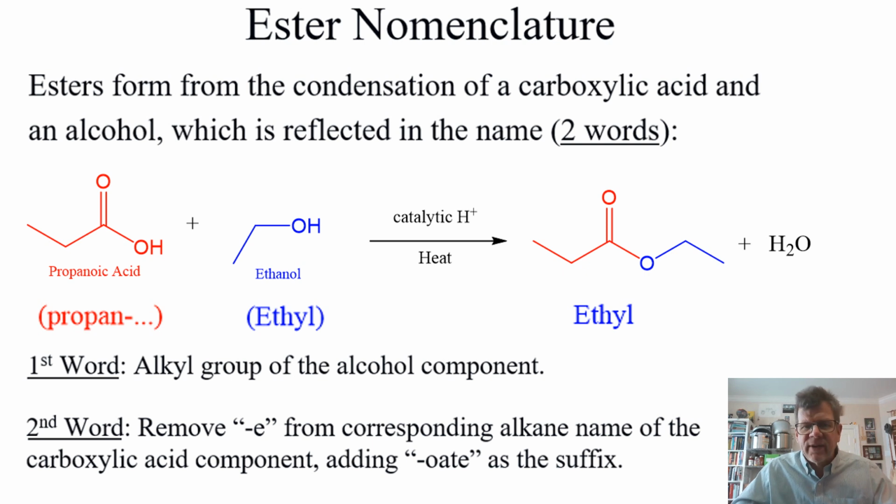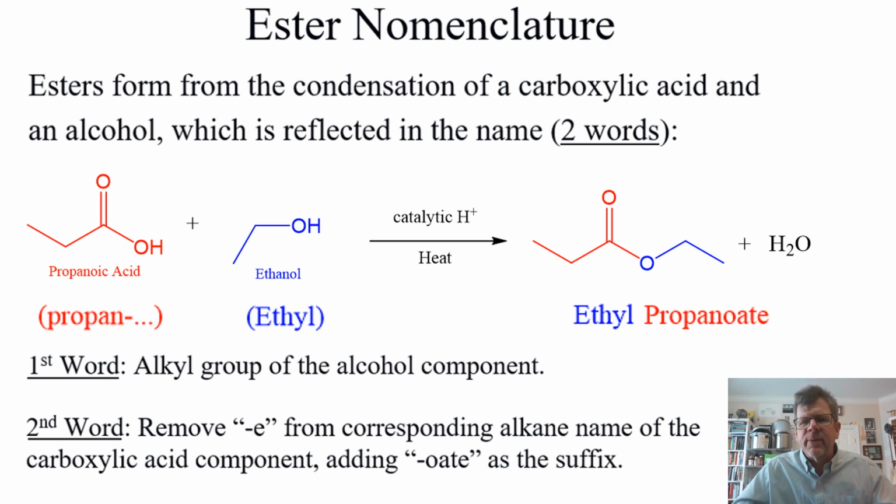But it's not. It's ultimately going to be making an ester, so we have to add the suffix -oate after removing the e from the corresponding alkane name. Propane becomes propanoate. Ethyl propanoate. So again, yet another suffix that we have to learn. We use these sort of augmented IUPAC, quasi-IUPAC rules when naming esters moving forward.